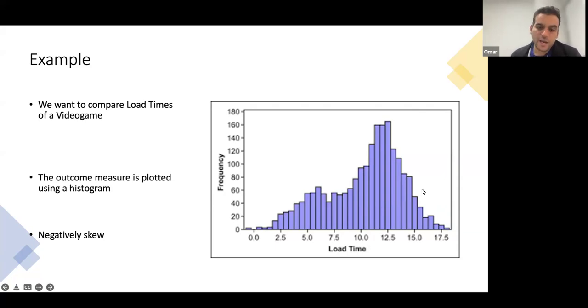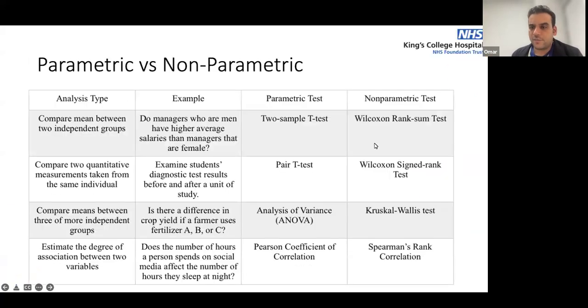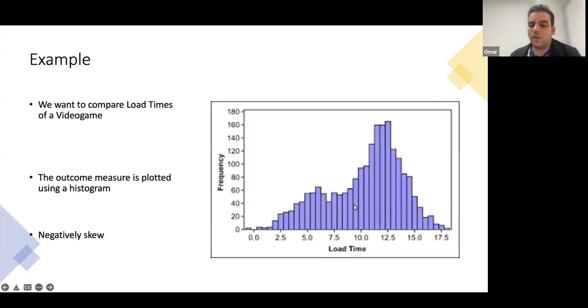Now, we have two options here. We can use a non-parametric test to analyze the difference between the load times, or we can manipulate this data to change it to normally distributed. So we have two options when analyzing this data set. Does everyone understand that? Just because it is not normally distributed does not mean that it is bad data. It just means that you have to use a different test or you have to do something to that data.